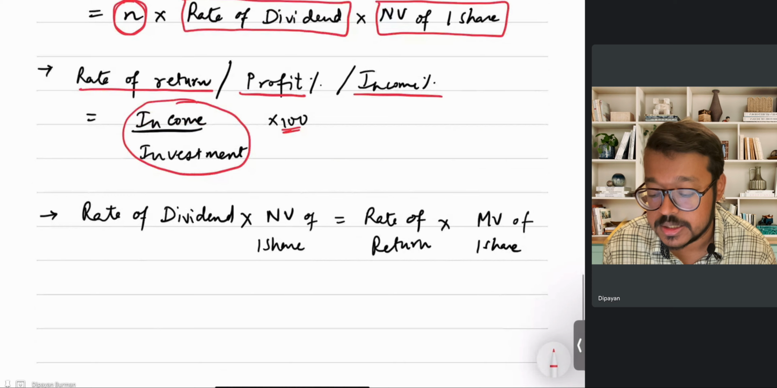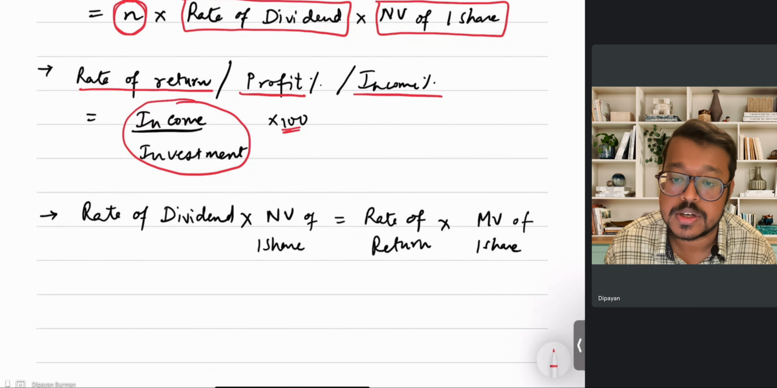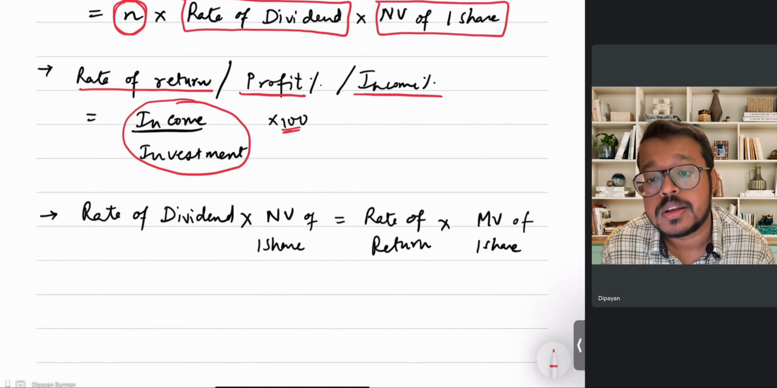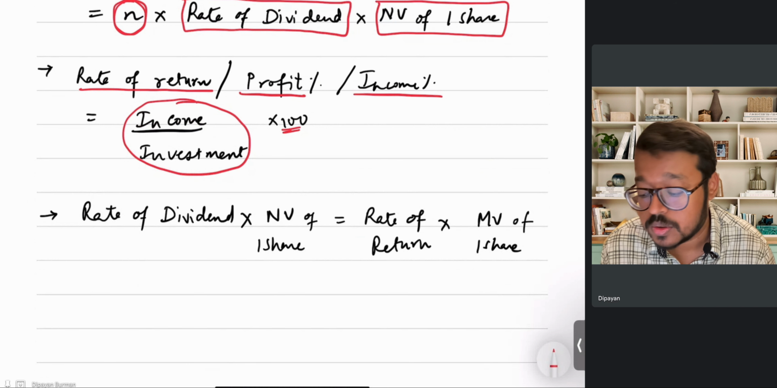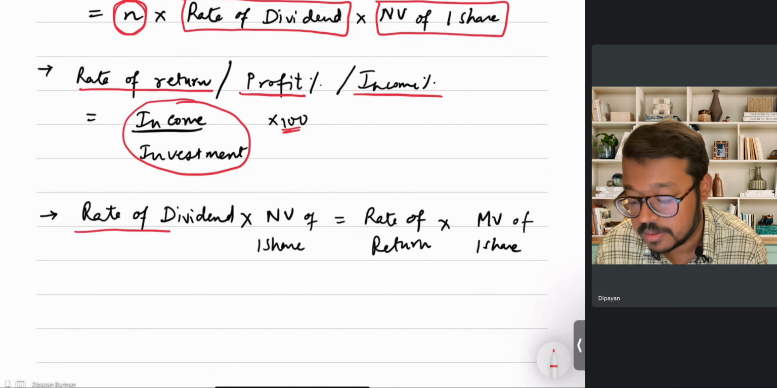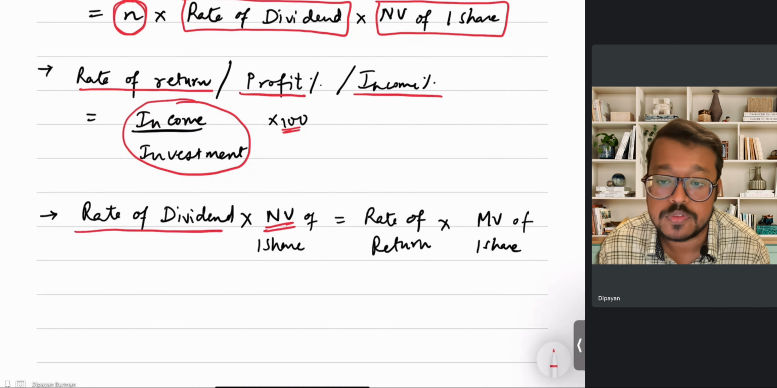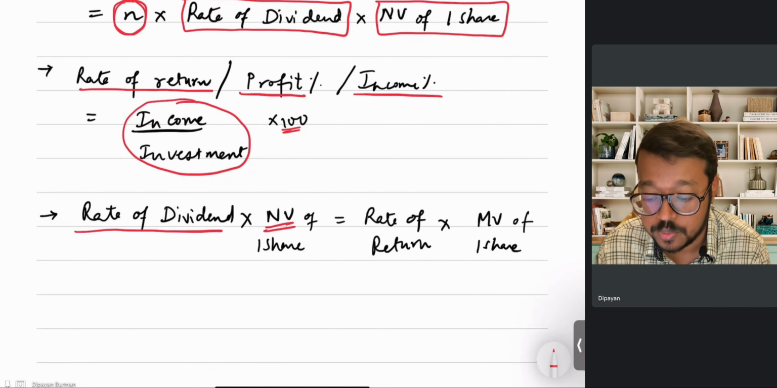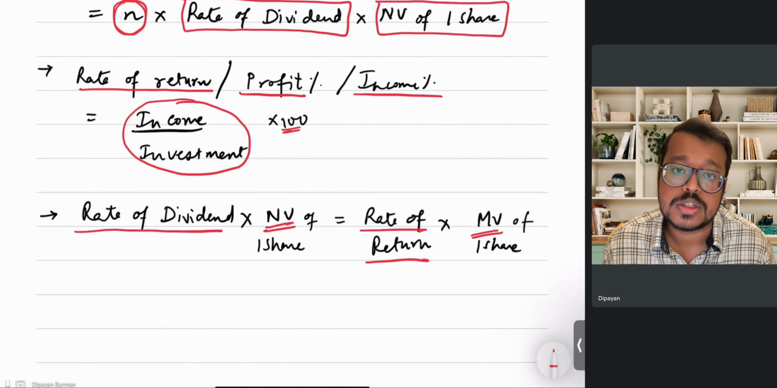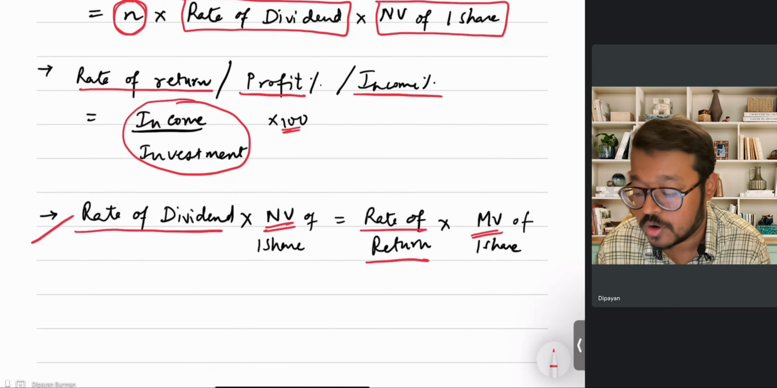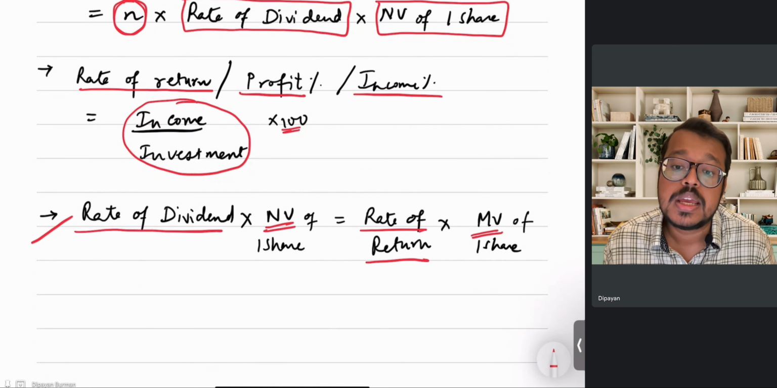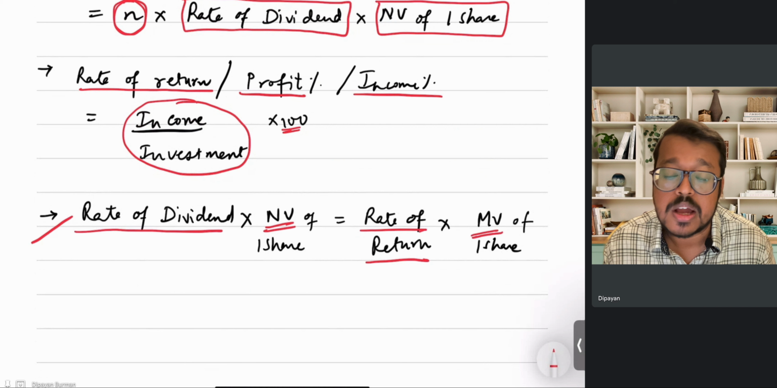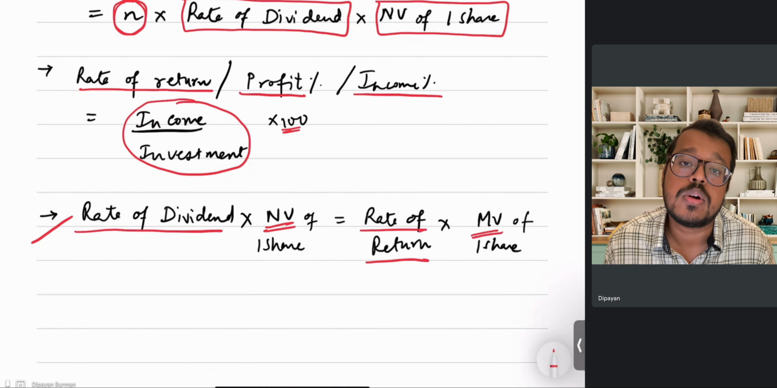And also there is a relation. Suppose we have these four quantities: rate of dividend, rate of return, market value and nominal value. You can find out that the rate of dividend multiplied by the nominal value of one share is actually equal to the rate of return multiplied by the market value of one share. So this last formula is especially useful in case we know 3 out of the 4 quantities and one quantity is missing, then it will be very helpful.